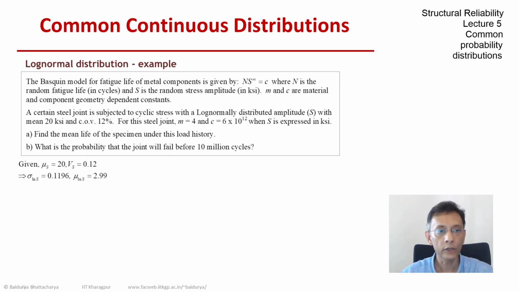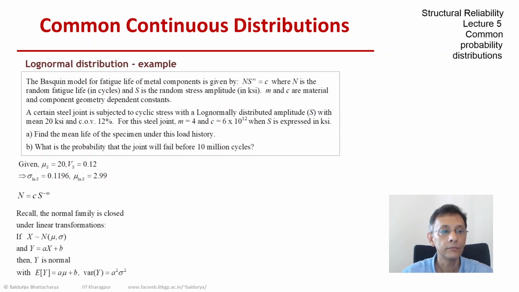So S is the log-normal stress amplitude, and given its mean and COV, we can find the sigma and mu of the underlying log of S, and then we can invert the Basquin model and write the random fatigue life, the number of cycles n, in terms of S. And because S is log normal, it's easy to see that n is log normal as well, because the normal family is closed under linear transformations.